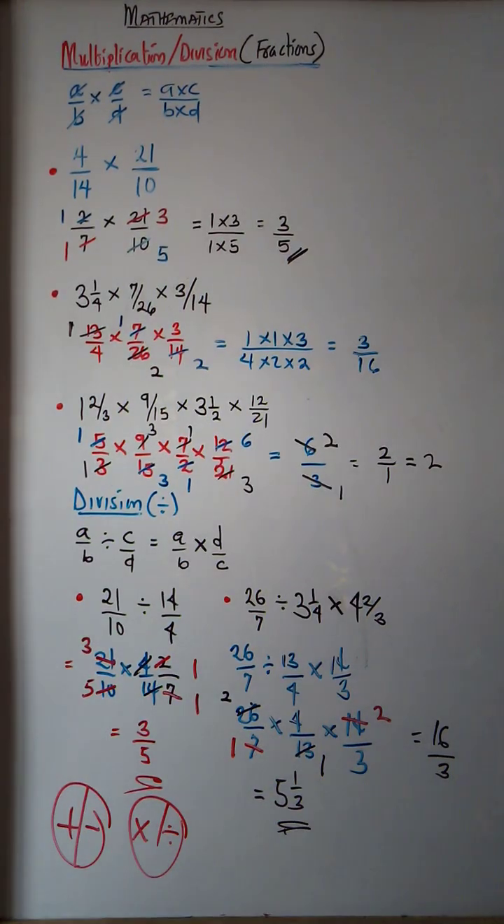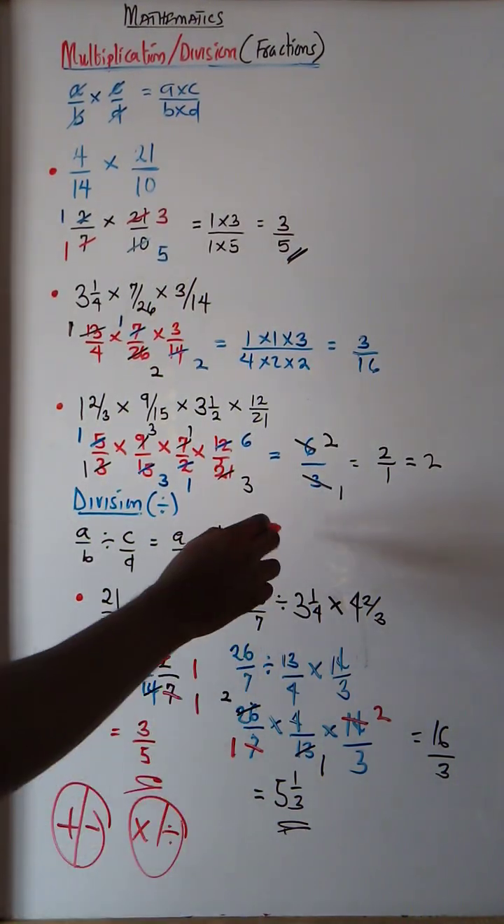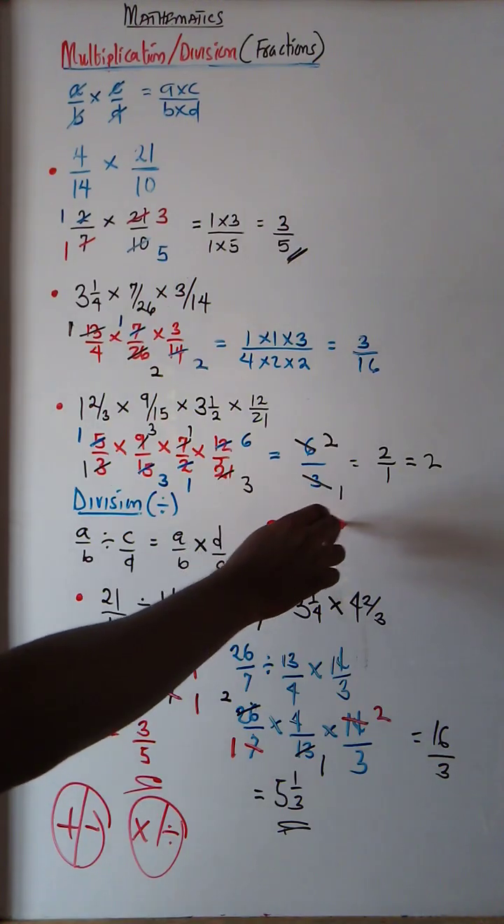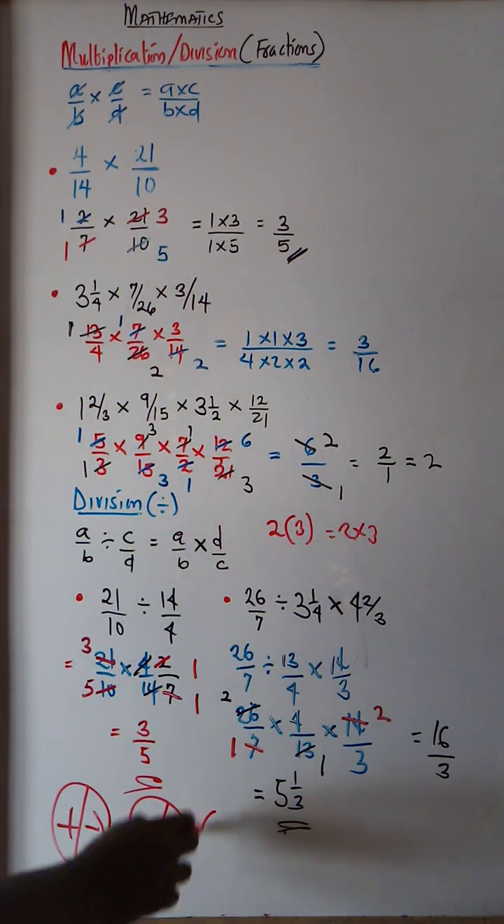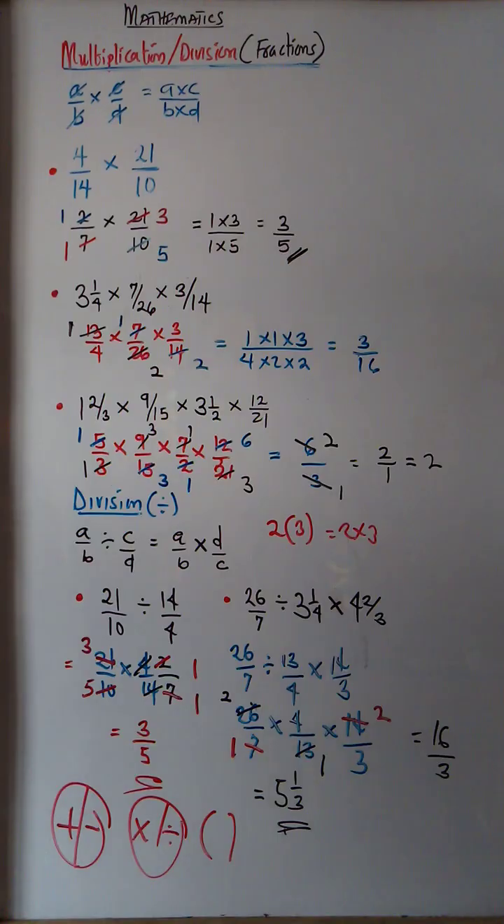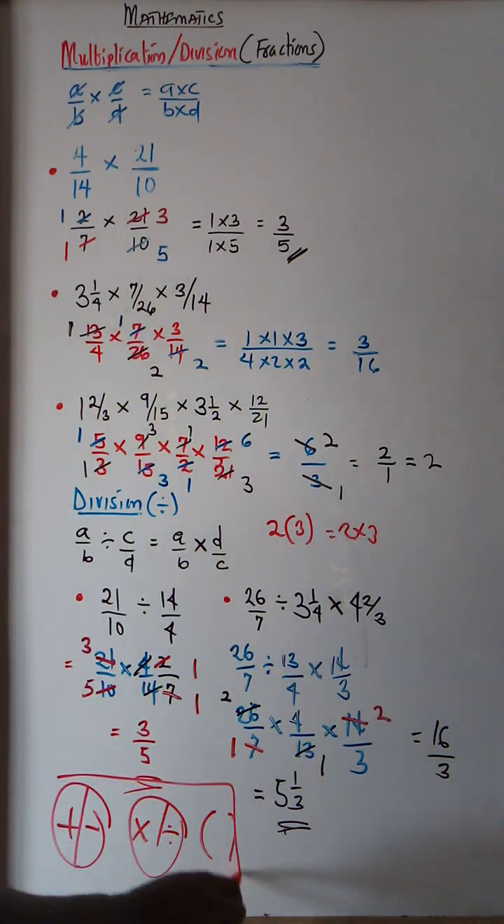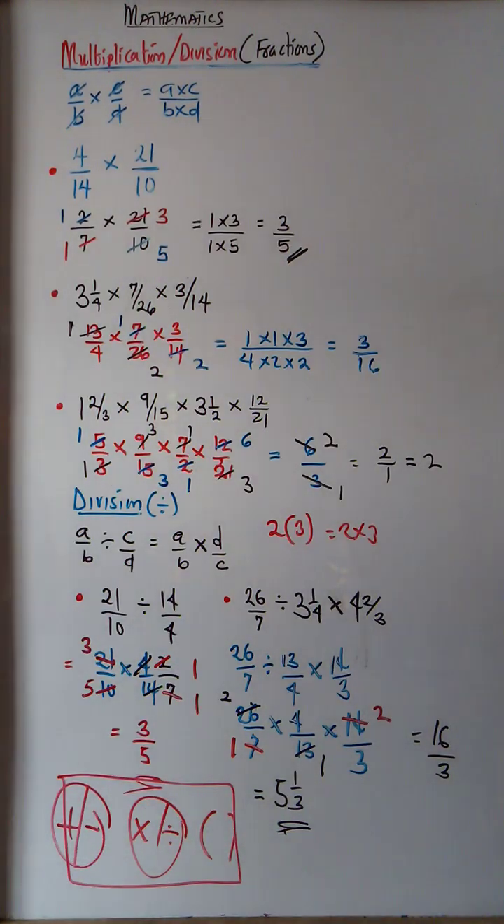And I also use brackets this time around. If I have 2 bracket 3, it actually means 2 times 3. So we can have a question whereby all these signs will be there, and in that case, if we didn't follow a certain rule, we'll be getting different values.